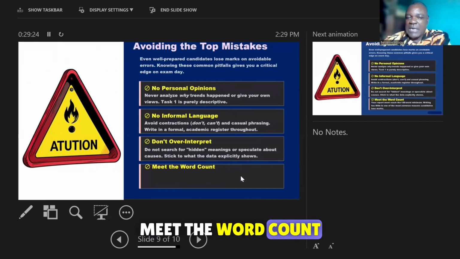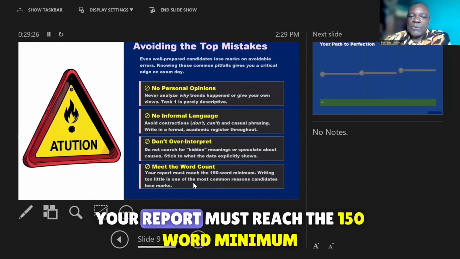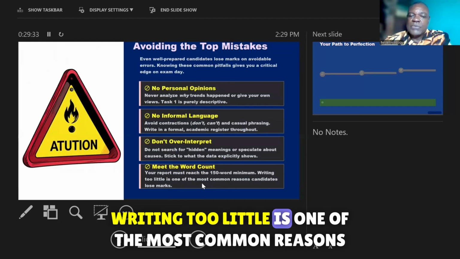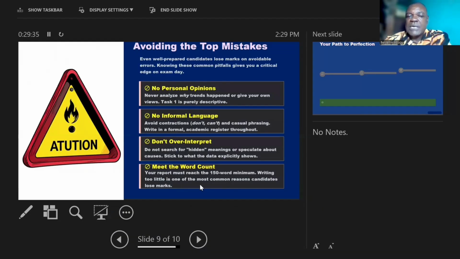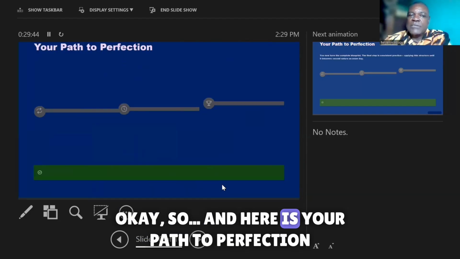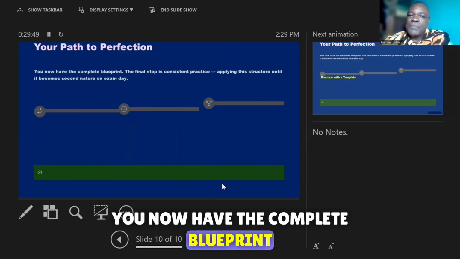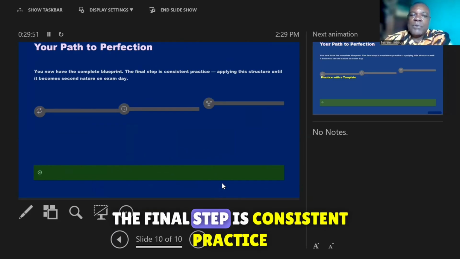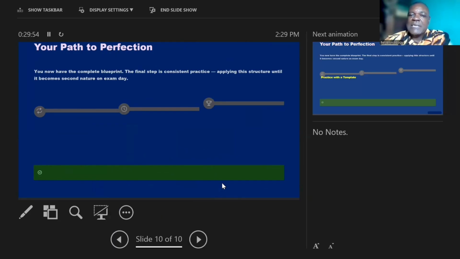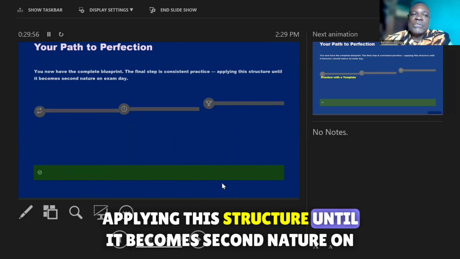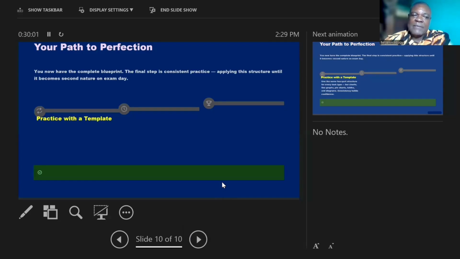Meet the word count. Your report must reach the 150-word minimum. Writing too little is one of the most common reasons candidates lose marks. And here is your path to perfection. You now have the complete blueprint. The final stop is consistent practice, applying this structure until it becomes second nature on exam day.